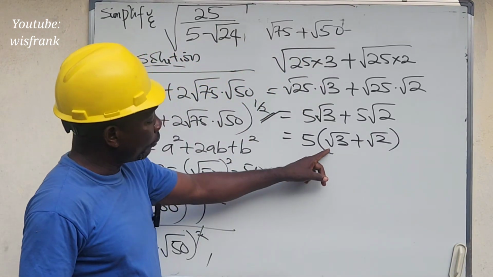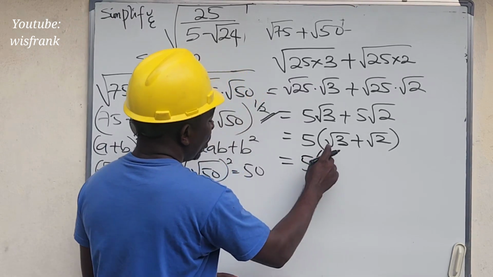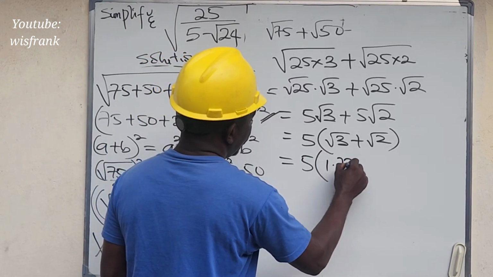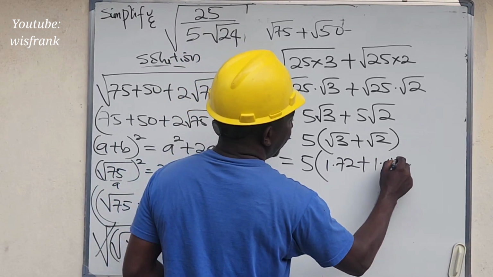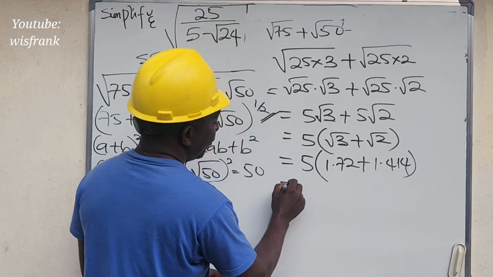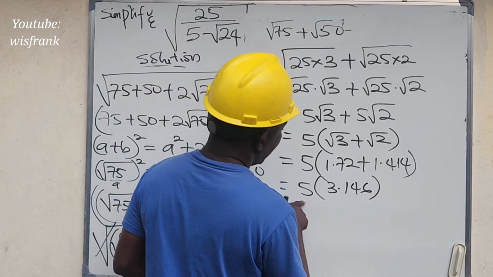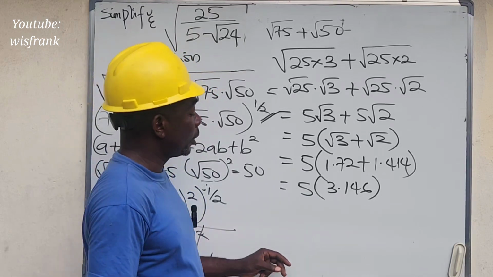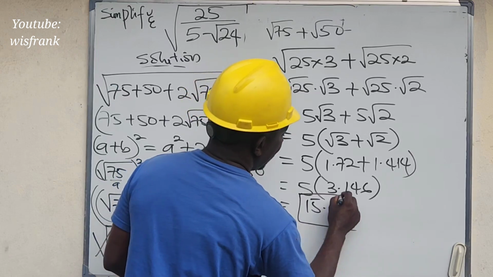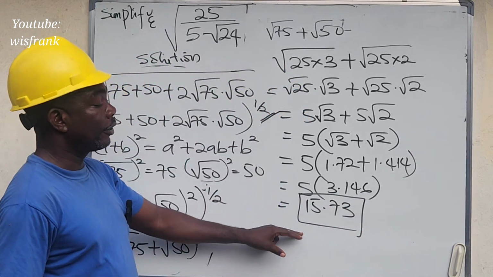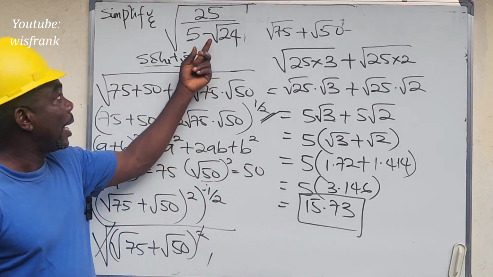So here, square root of 3 is what? We are going to simplify that. We have 5 into square root of 3, which is 1.732, then we have square root of 2, which is 1.414. When we add the two of them, we have here 5 into 3.146. So multiplying 5 times 3.146 will give us 15.73. So this is the value of the answer that we have to simplify, and it gives us 15.73 as the answer, and it satisfies this.